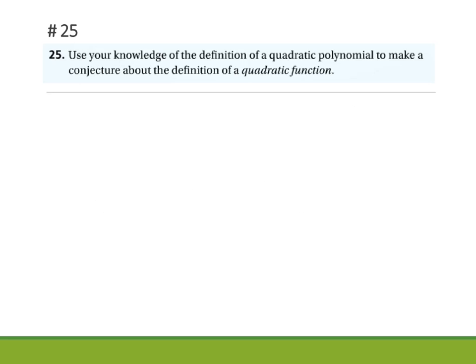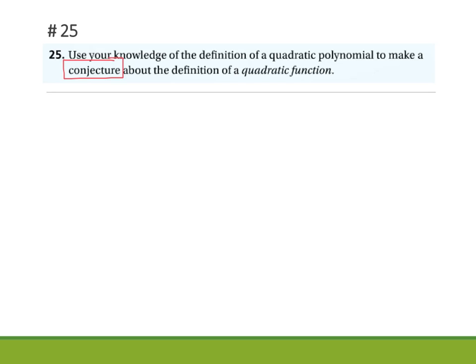Question number 25 asks you to use your knowledge of the definition of a quadratic polynomial to make a conjecture about the definition of a quadratic function. Now, the word conjecture in mathematics means to make a guess, a really educated logical guess based on patterns and observations. It's very similar to the scientific hypothesis.